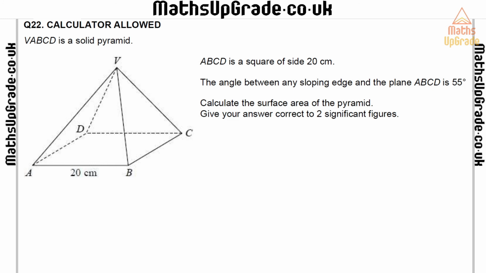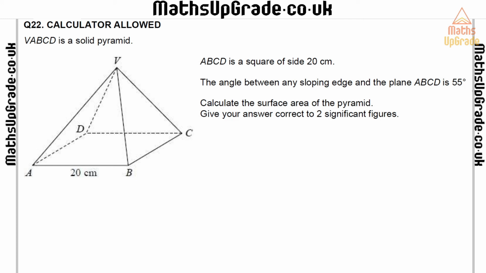Question 22. I'm given a solid pyramid here. I'm told that the base of the pyramid is a square of side 20 centimeters. The angle between any sloping edge and the plane ABCD is 55 degrees. I'm asked to find the surface area of the pyramid, and I need to give my answer correct to 2 significant figures.